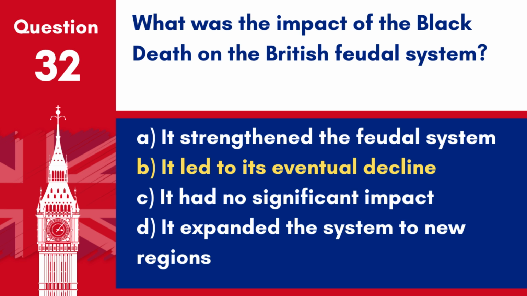Answer. B. It led to its eventual decline. The Black Death significantly weakened the British feudal system by drastically reducing the population, which led to labour shortages and increased the bargaining power of the peasantry, undermining the traditional feudal hierarchies.